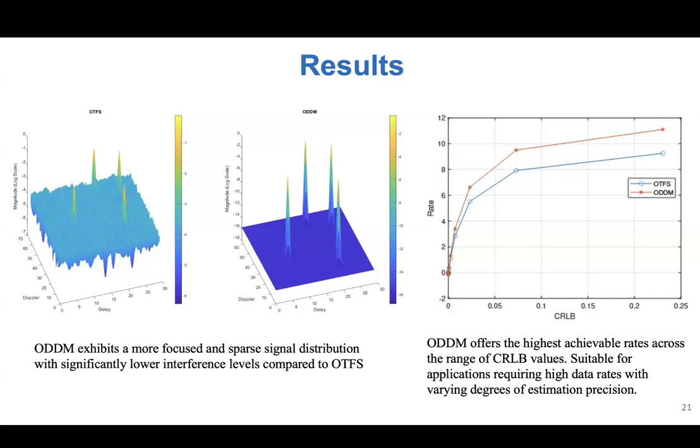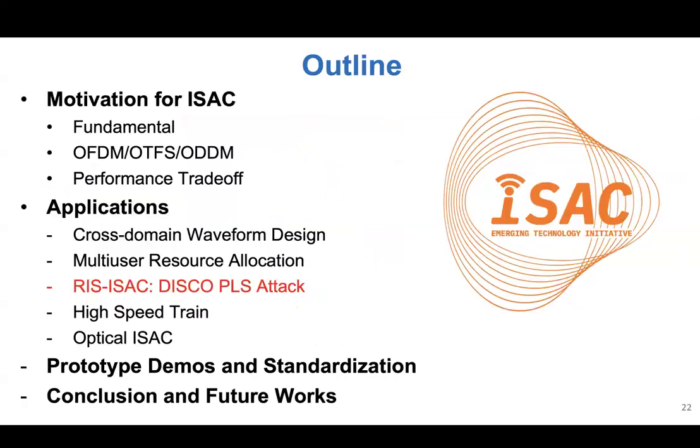But by using the ODDM, the side lobe will be smaller so that we can squeeze more users into it. And obviously, in this case, for the Cramér-Rao lower bound and rate Pareto optimal point, we are much better. With the same sensing performance, we can have a better data rate. With the same rate, we can have a smaller Cramér-Rao bound, better sensing performance, because for ODDM, we have less interference with each other. So this is basically the second work.